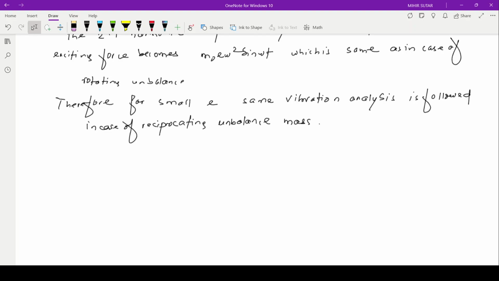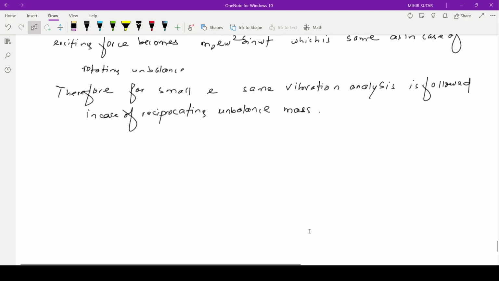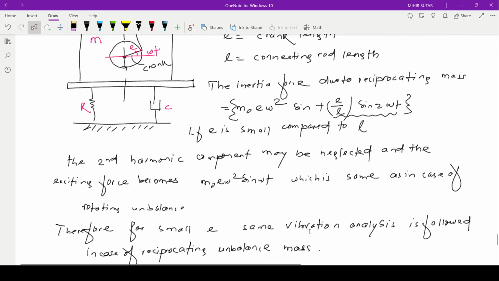Okay, that means the formula we used for rotating unbalance, we use the same formula for reciprocating, provided we are assuming that the crank length e is quite small compared to the connecting rod length. This you might have obtained from dynamics, in BTech level this equation we used to obtain. So here neglecting this equal to 0 will have the equation same as that of your first case. Okay, sorry, here it is omega t, so it is sin omega t.